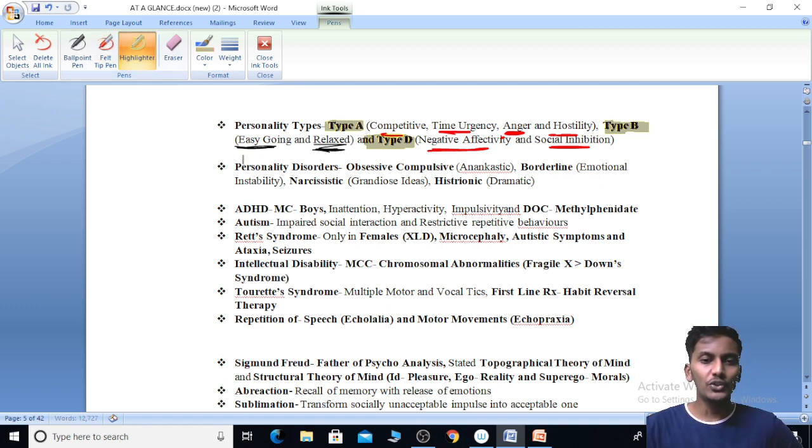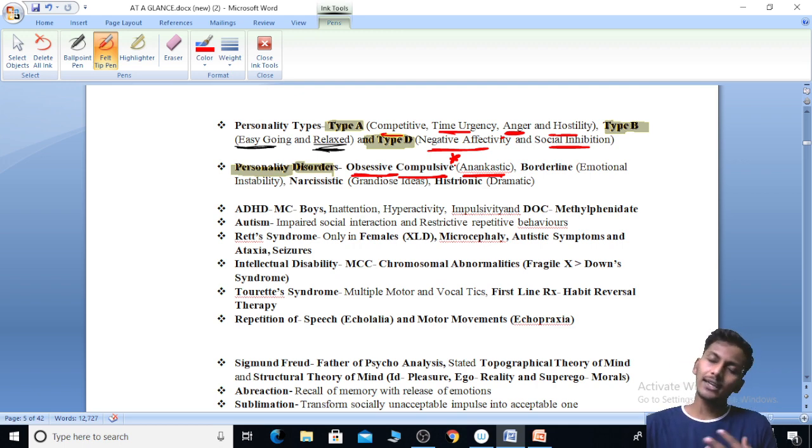Now talking about a few personality disorders which are really important. So first is your obsessive compulsive personality disorder. Obsessive compulsive personality disorder is also known as anancastic personality disorder. This alternative name was asked previously in the examination, guys. Please remember guys, OCD is different and OCPD is different. In OCPD, the person has the same repetitive thoughts along with compulsions, but it is a personality disorder.